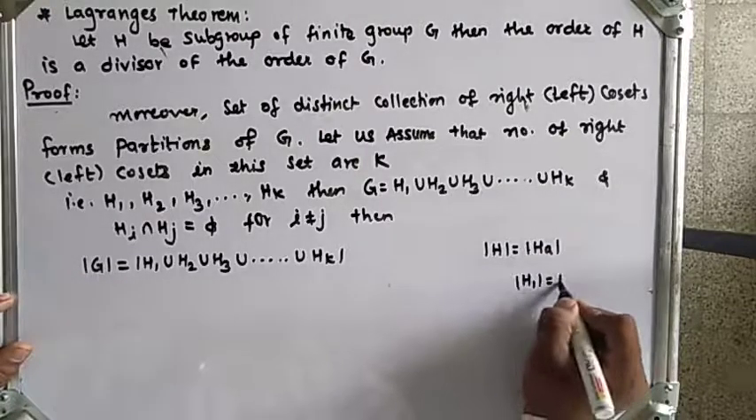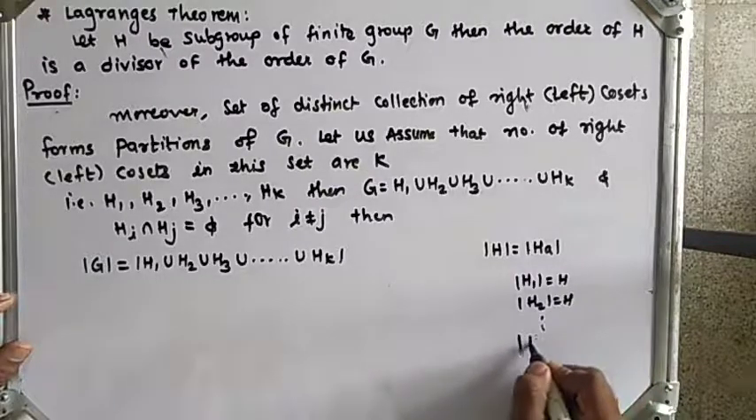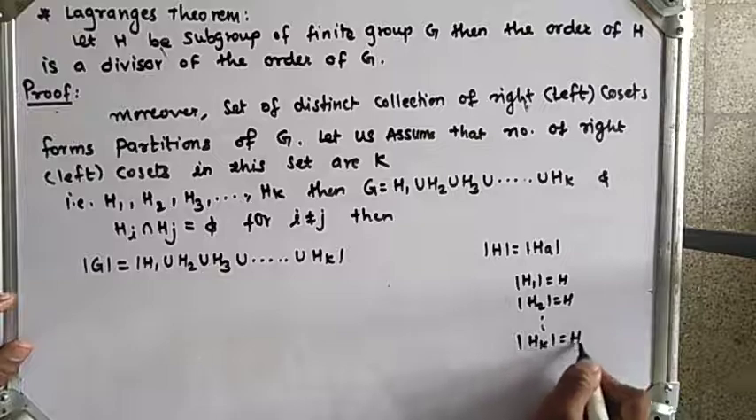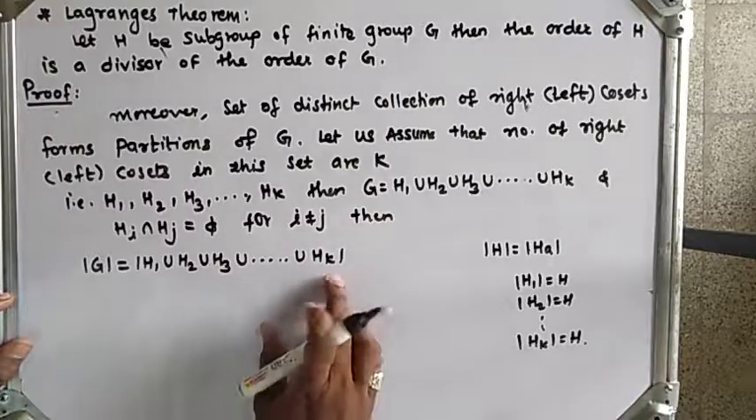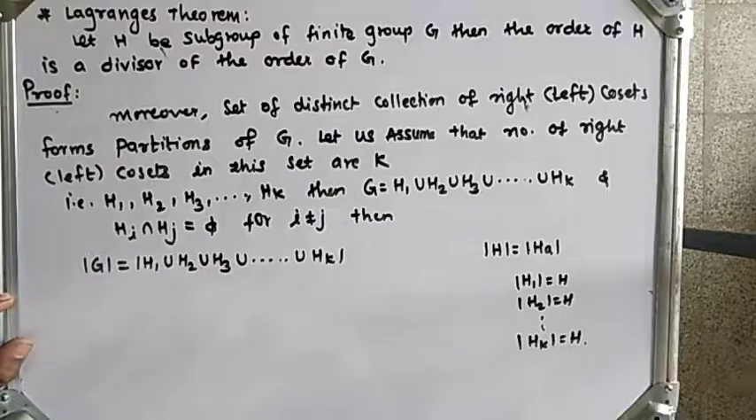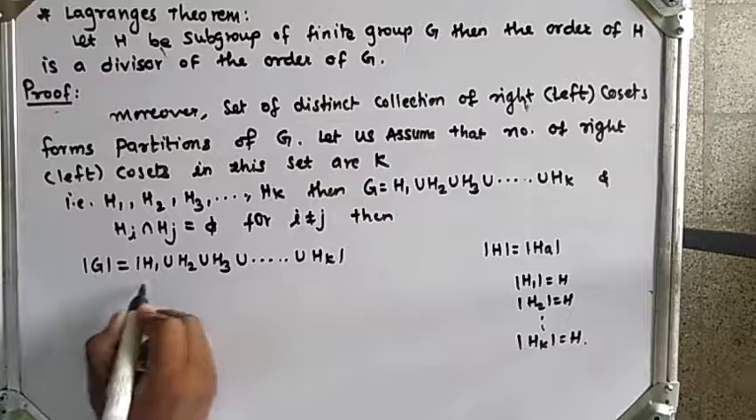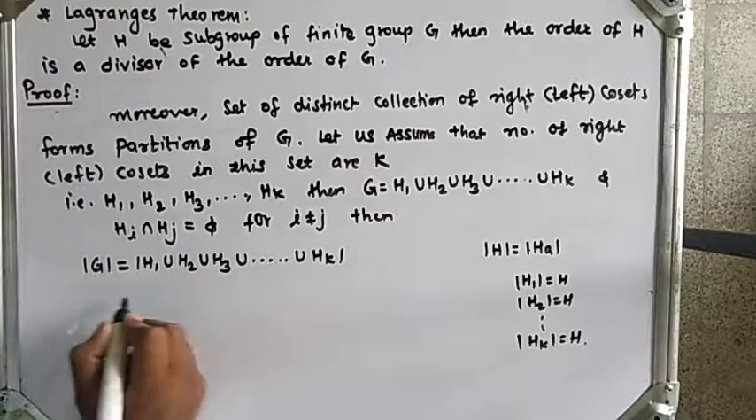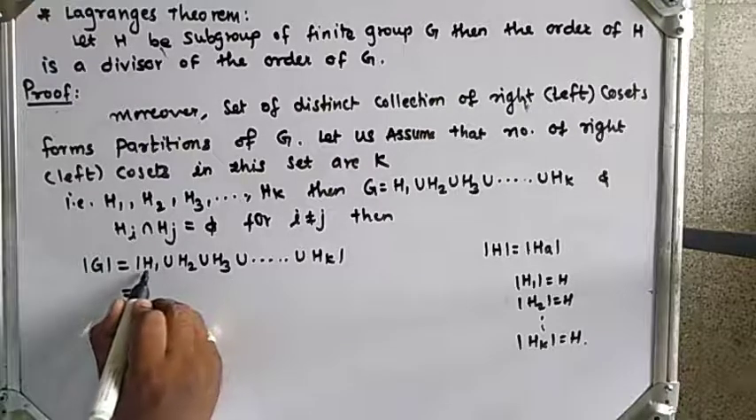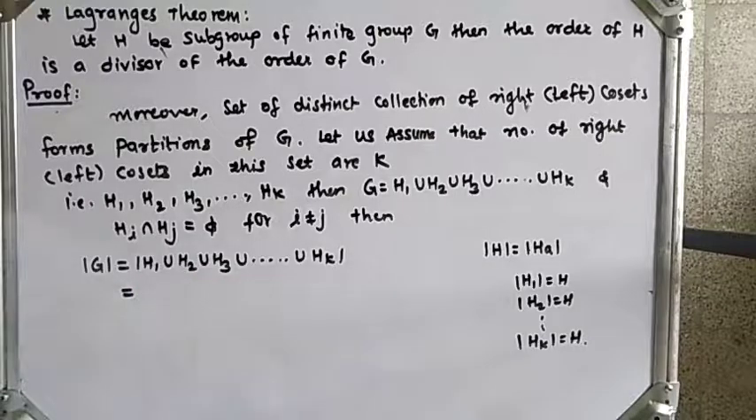Cardinality of H1 is equal to |H|, cardinality of H2 is equal to |H| and so on. Cardinality of Hk will be |H|, right? So here, in the union, H1, H2, H3 up to Hk are all different, right? So the cardinality of each set will be written separately in addition form, because H1, H2 up to Hk all have different elements. There is no common element between any two.